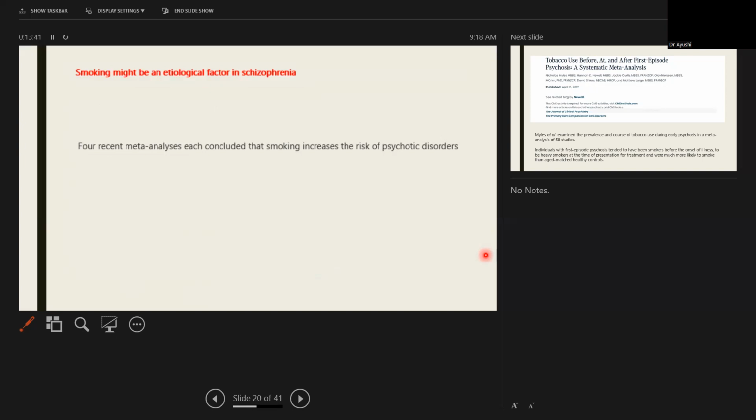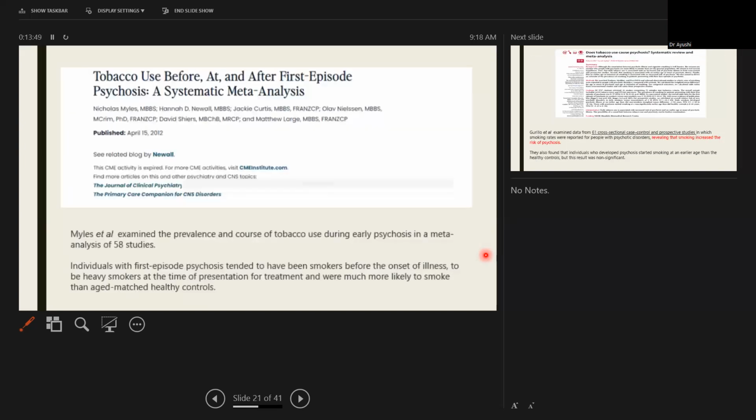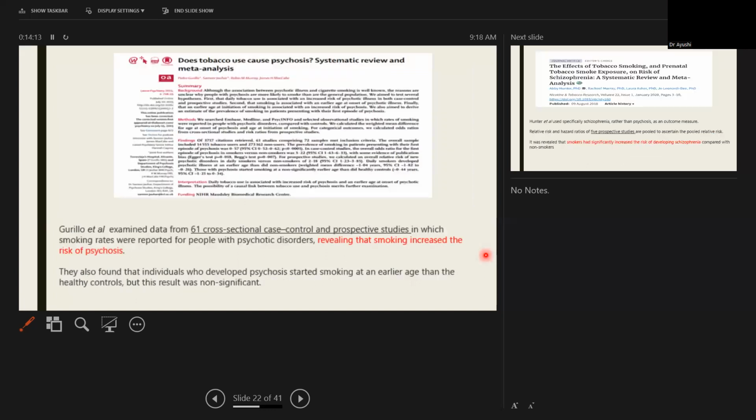Four recent meta-analyses each concluded that smoking increased the risk of psychotic disorder. The first was by Miles et al., which examined the prevalence and course of tobacco use during early psychosis in a meta-analysis of 58 studies. They found that individuals with first episode psychosis tended to have been smokers before the onset of illness, to be heavy smokers at the time of presentation for treatment, and were much more likely to smoke than age-matched healthy controls.